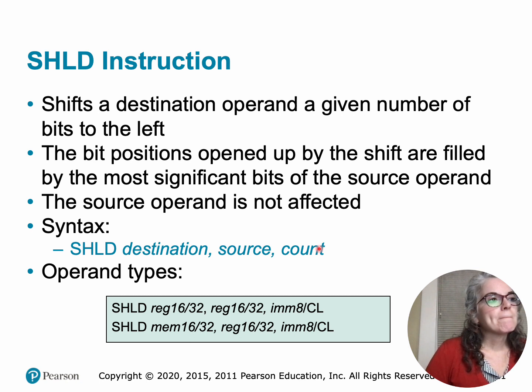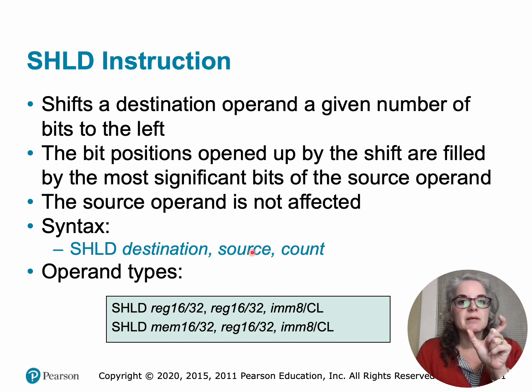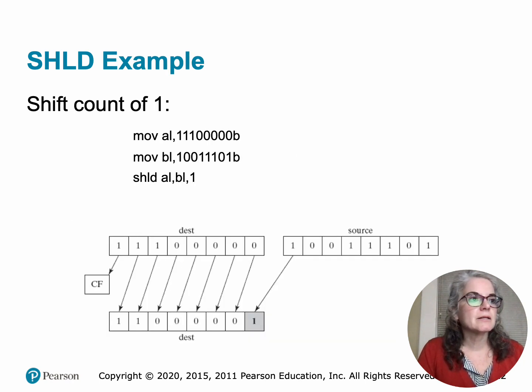Shift left destination, what it does is, let's say you shift to the left 4 bits. Whatever you have in source, those 4 most significant bits in the source are going to get moved into the destination. So let's look at how that works. So here is our destination. Here's our source.